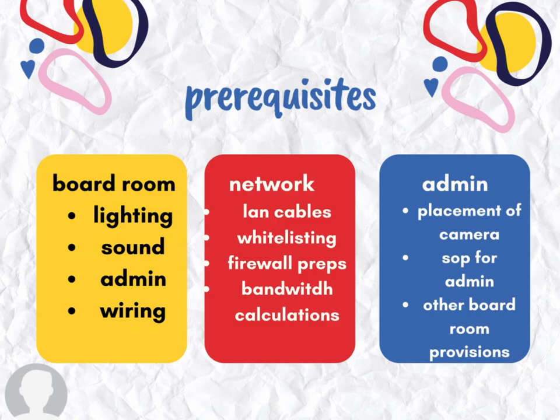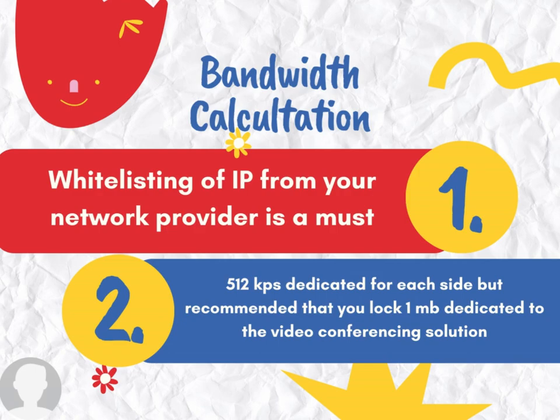Networking part, we'll talk about whitelisting and firewalls, how to prep for that, bandwidth calculations, and other admin parts. Bandwidth calculations are a major part of it. The more modern video conferencing equipment already has a bandwidth management system built in, but obviously bandwidth is a huge part of video conferencing. Keep a minimum of around 1 MB dedicated to the video conferencing device. You can't get this wrong, because bandwidth is the fuel to the video conferencing equipment.